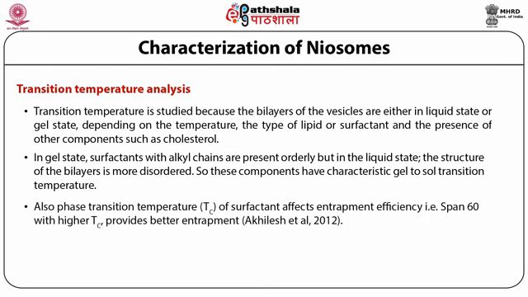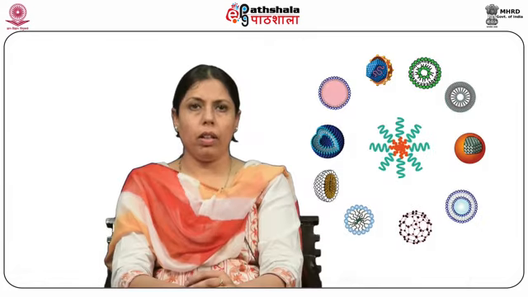Also, phase transition temperature, that is TC of surfactant, affects entrapment efficiency. For example, SPAN 60 with higher TC provides better entrapment. The transition temperature analysis is studied through DSC.